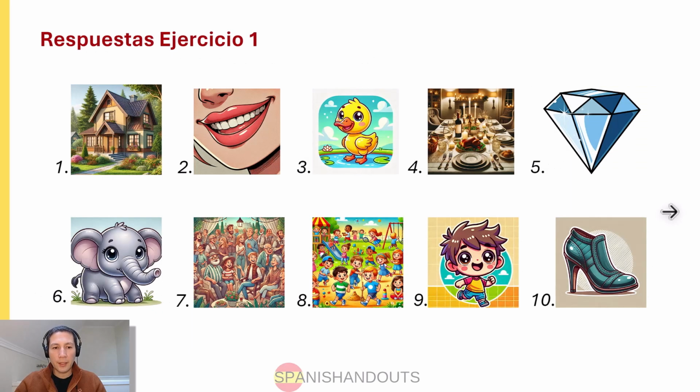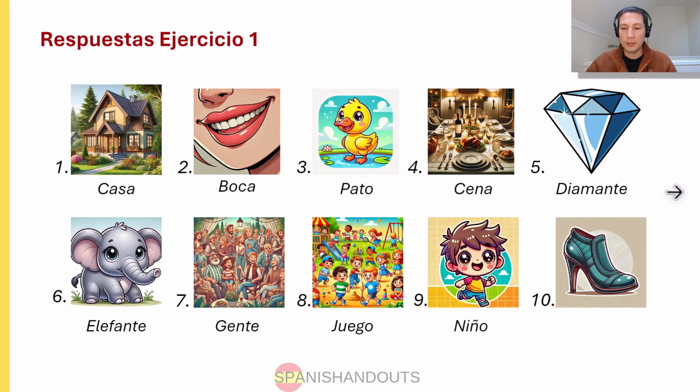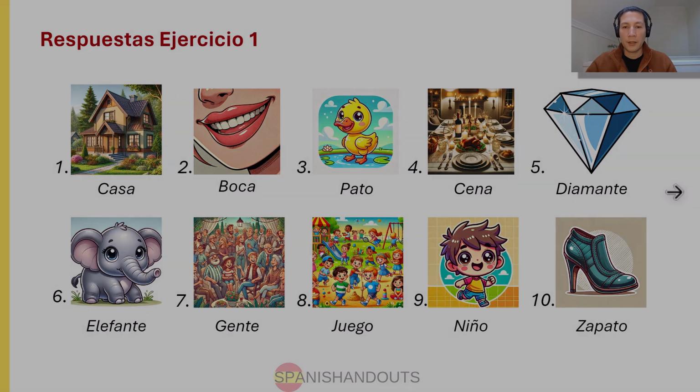And these are the answers of exercise number 1. In number 1, we have the word casa. In number 2, we have the word boca. In 3, pato. 4, cena. 5, diamante. 6, elefante. 7, gente. 8, juego. 9, niño. 10, zapato or zapato.